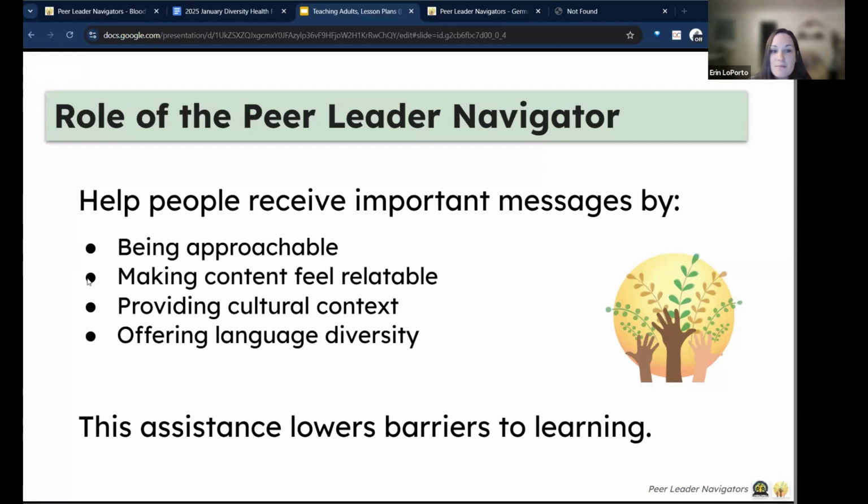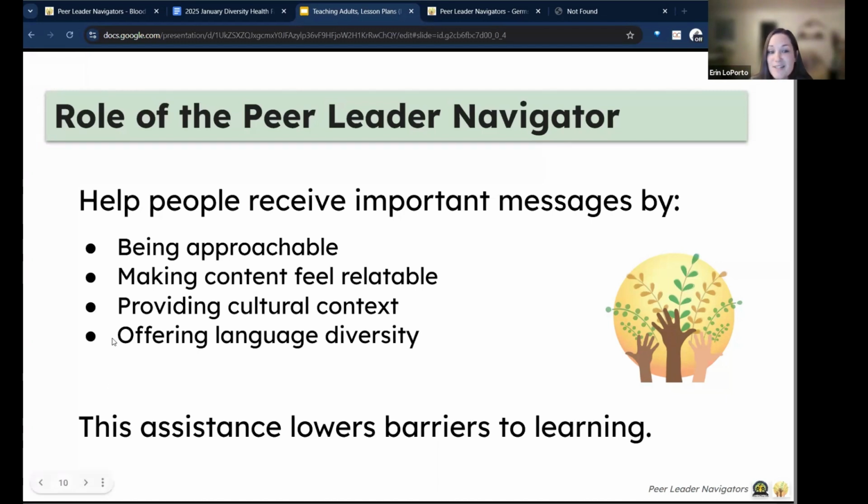And also you're able to make the content feel relatable because all of you being immigrants or refugees yourselves, you can really relate to what it's like to learn new things in a new country, especially coming over as an adult and being in that really vulnerable position. And being able to provide cultural context, there are just different considerations that you'll be able to be aware of and share with people. And I think that's really powerful.